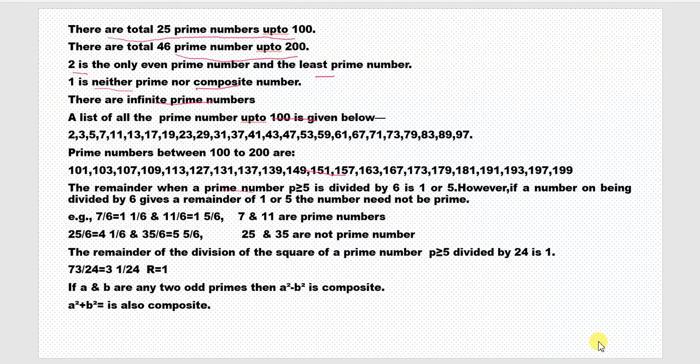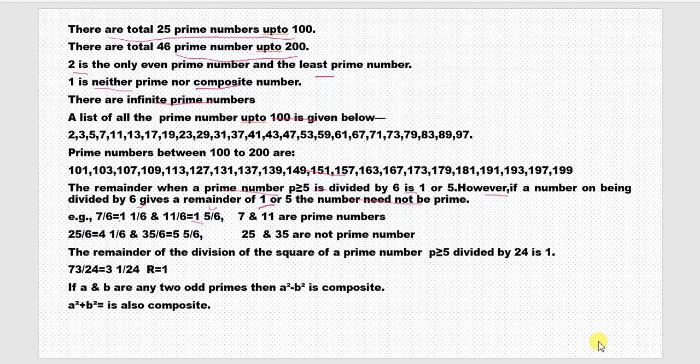The remainder when a prime number p greater than or equal to 5 is divided by 6 is 1 or 5. However, if a number on being divided by 6 gives a remainder of 1 or 5, the number need not be prime. For example, 7 divided by 6 gives remainder 1, and 11 divided by 6 gives remainder 5. 7 and 11 are prime numbers.